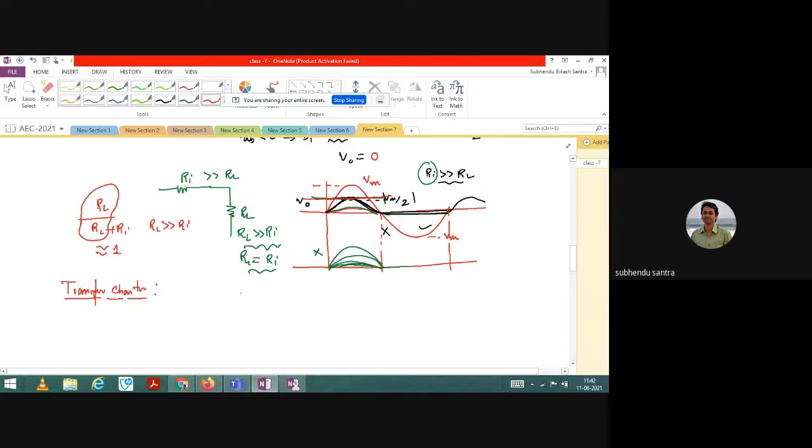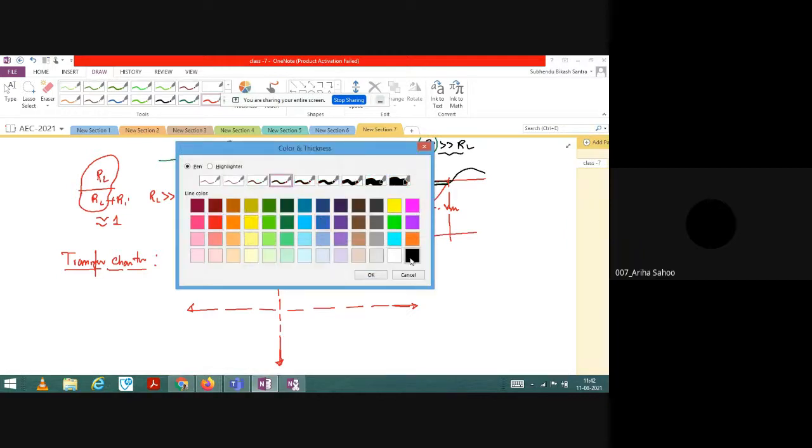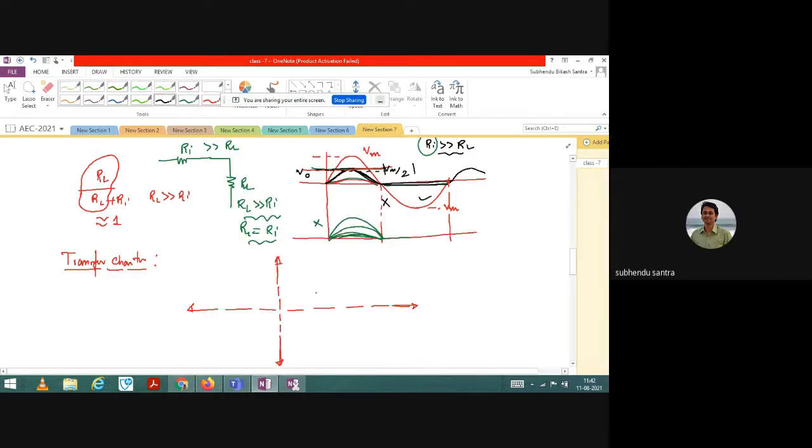Now please tell me what will be the transfer characteristics. If this is the condition, then what will be the modification in the transfer characteristics? I already did the transfer characteristics for the negative clipper, and this is also a negative clipper. Now what is the modification I need to follow? Anyone? It won't go till Vm. It will be till Vm by 2. Very good.